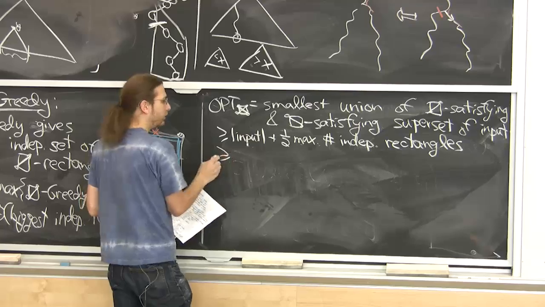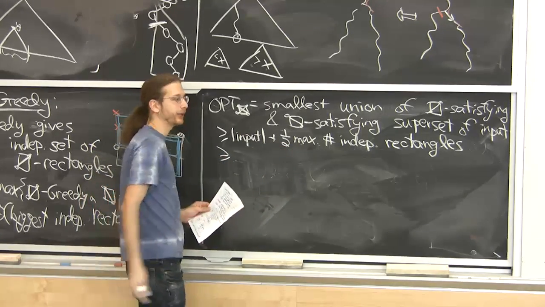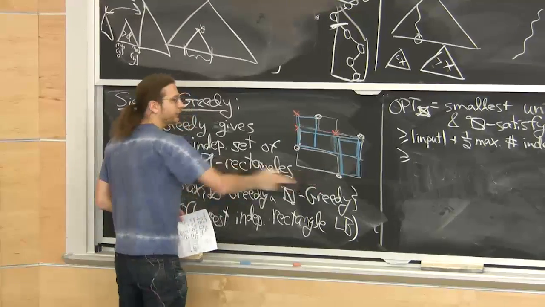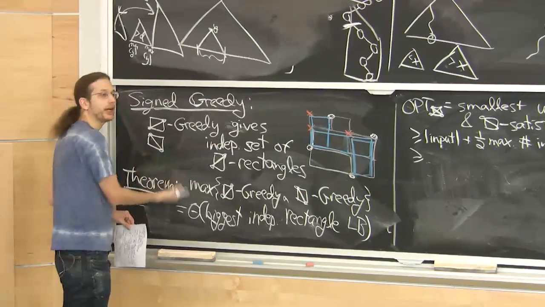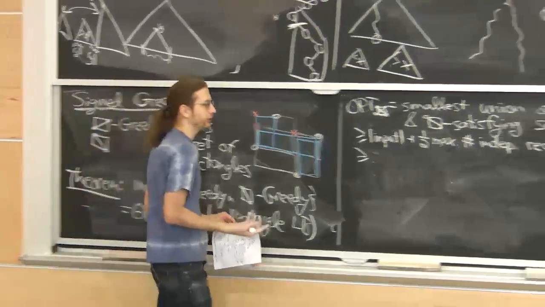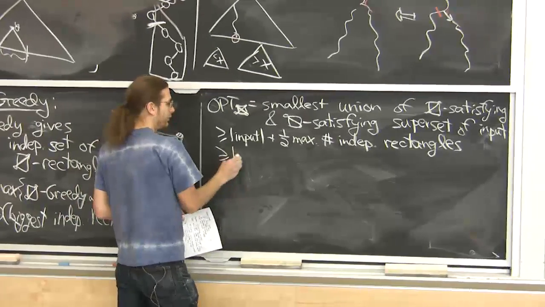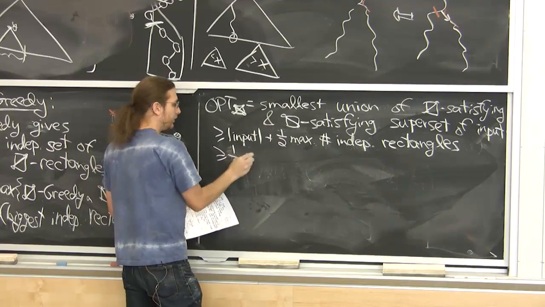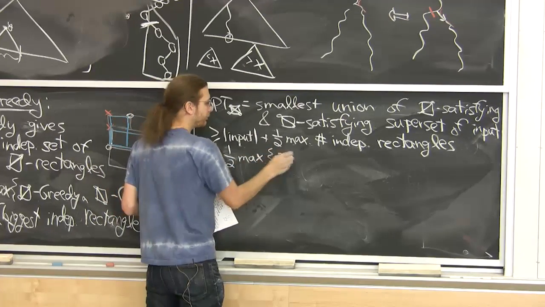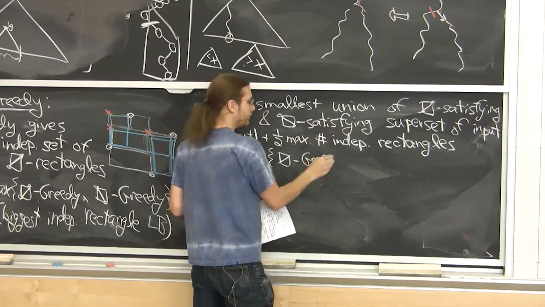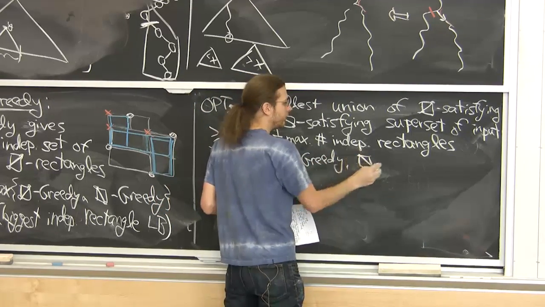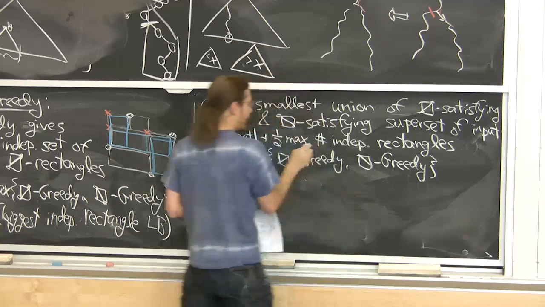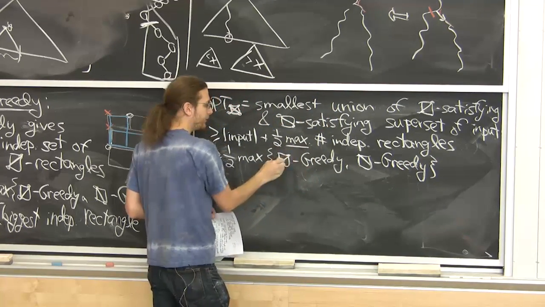Now, this is the best way to choose independent rectangles. Signed greedy, which is the max of the two signs, is a way to find independent rectangles. So it's only going to be worse. It's going to be smaller. So we can say this is greater than or equal to half the max of plus greedy and minus greedy. Right? This was the max. So this is another way to do it, so it must be smaller.